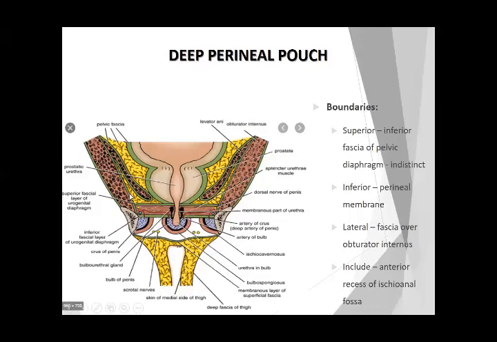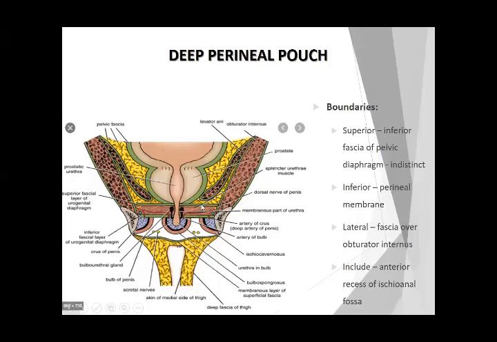So on the lateral aspect, we have the inferior most part of the obturator fascia, which covers the lowermost part of the obturator internus muscle. Fascia covering the obturator internus muscle. Okay? This makes up the lateral margin, lateral border of the deep perineal pouch.